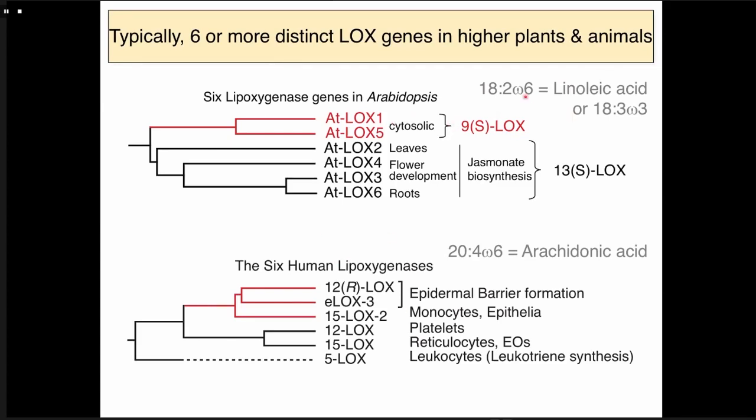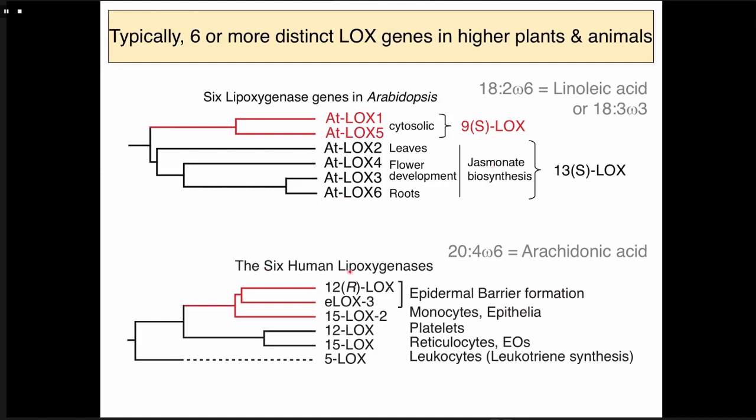Now, I mentioned there was about half a dozen different lipoxygenases in plant or animal species. In Arabidopsis, the main substrate would be linoleic acid or perhaps alpha-linolenic acid. And the two reactions that could occur are either making the 9S hydroperoxide or the 13S hydroperoxide of those substrates. And there are specific enzymes located in different parts of the plant, many of them related to making what's really the plant equivalent of a prostaglandin in a sense, jasmonic acid.